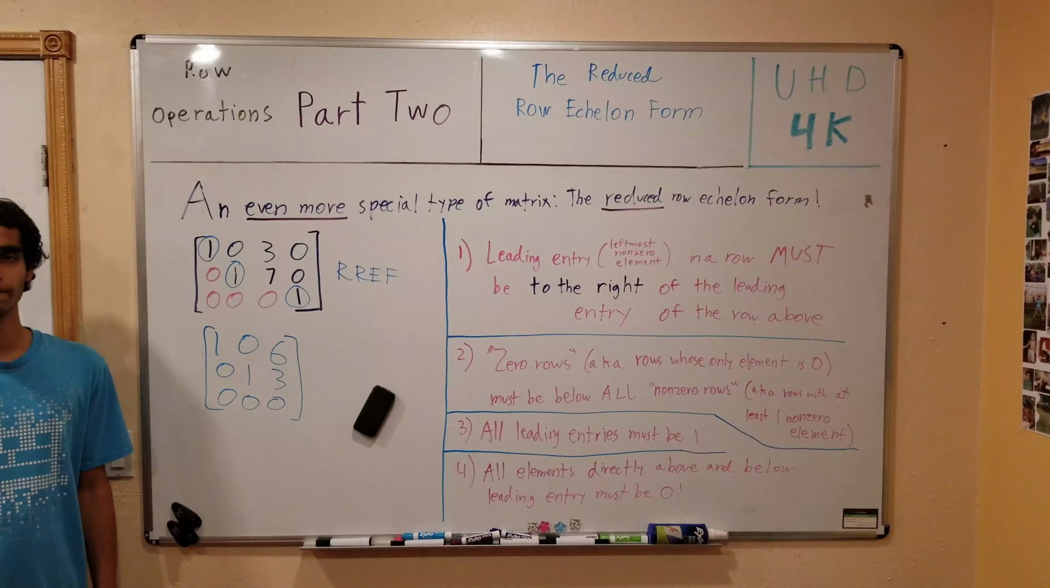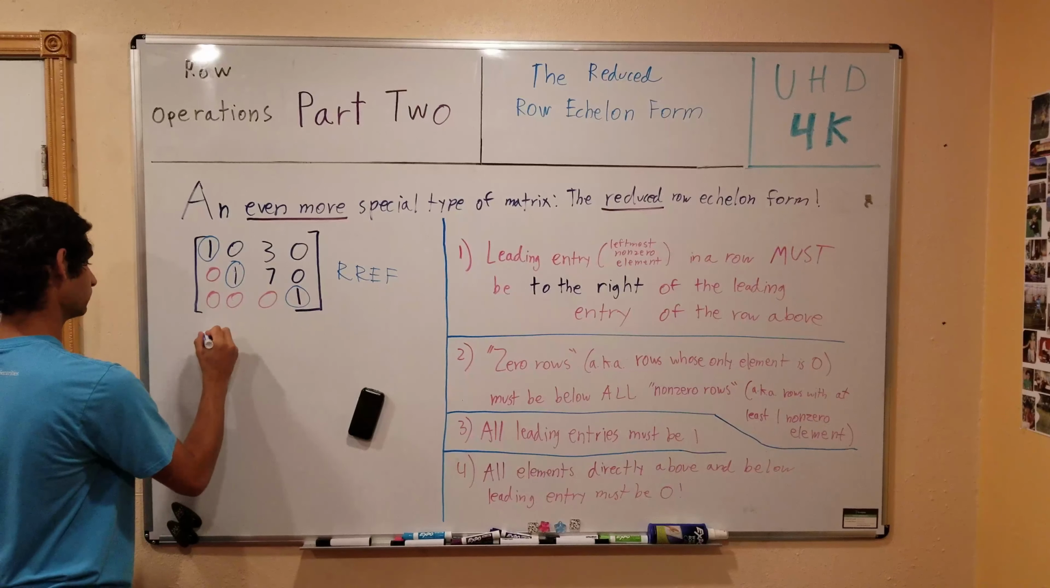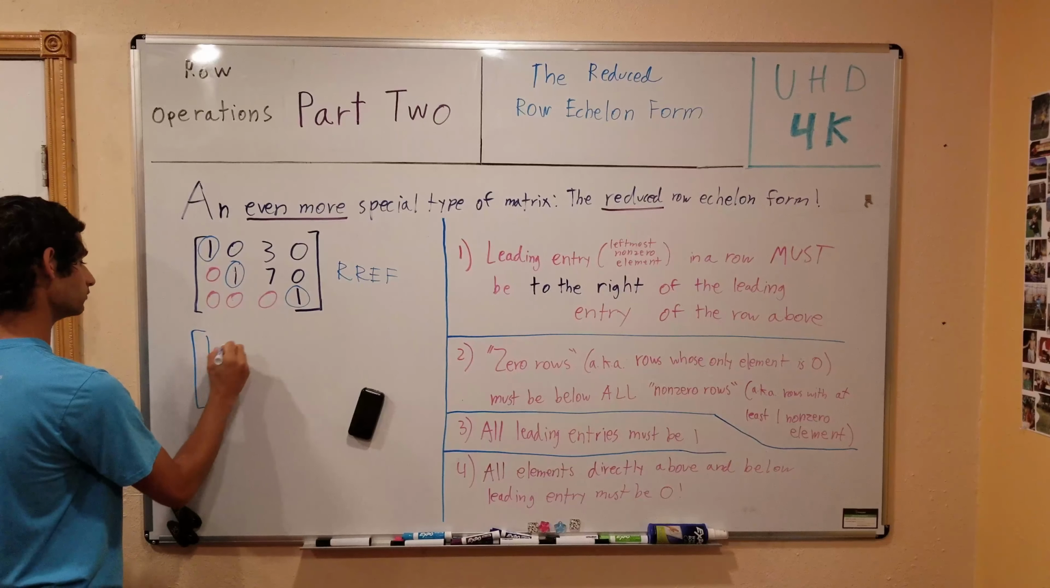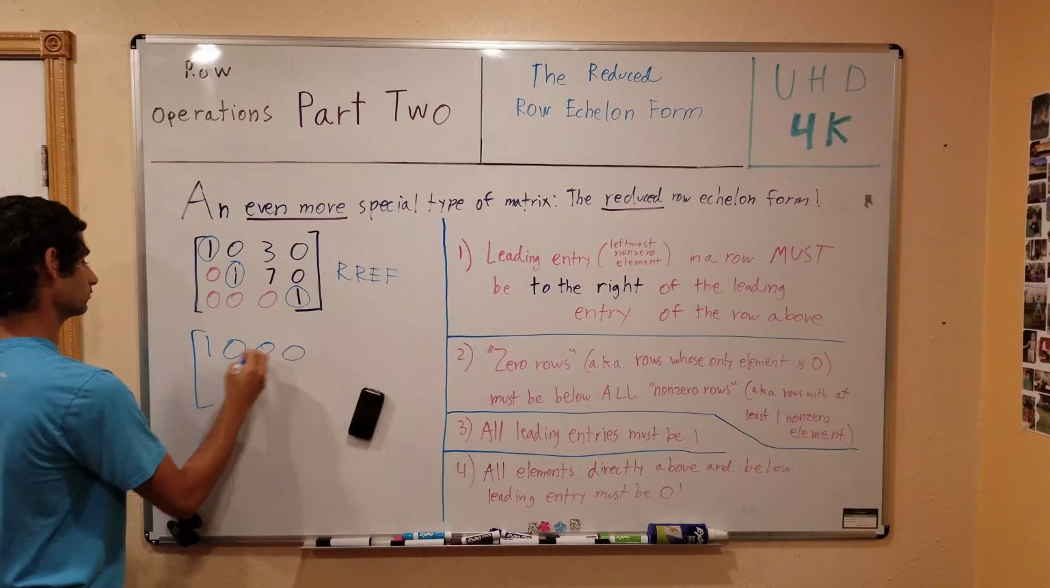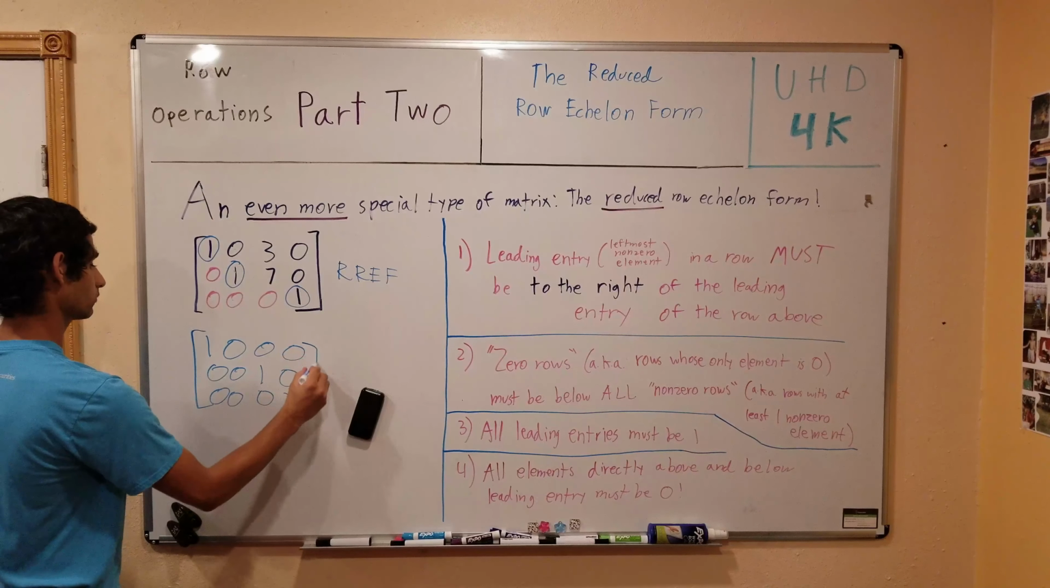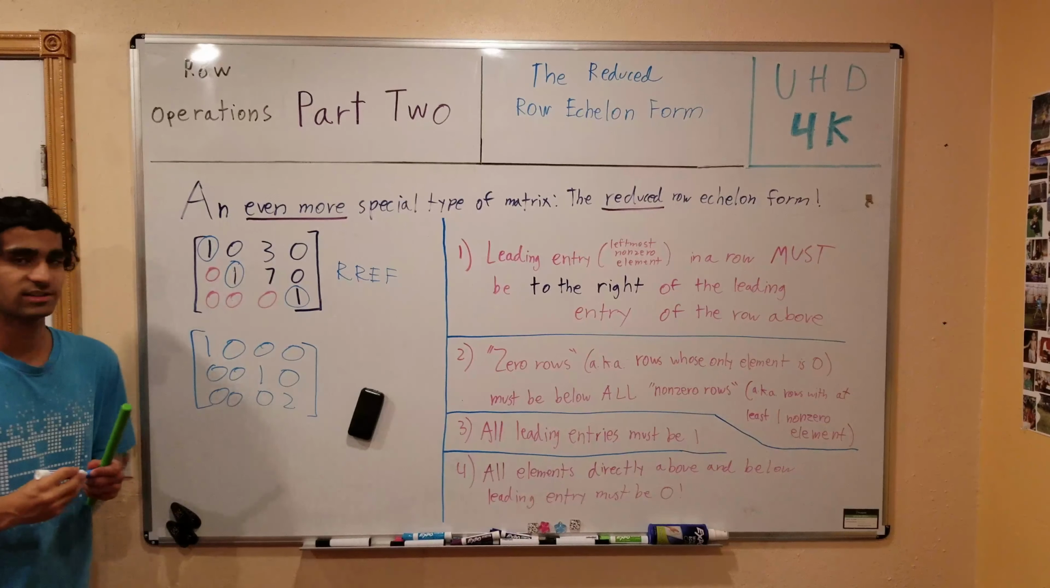This column does not have any leading entries, so we can have non-zero numbers, but these 2 columns which do have leading entries, look, everything else is a 0. And finally, my zero row over here is below all my non-zero rows. Now, what about this matrix over here? Is this matrix an RREF?